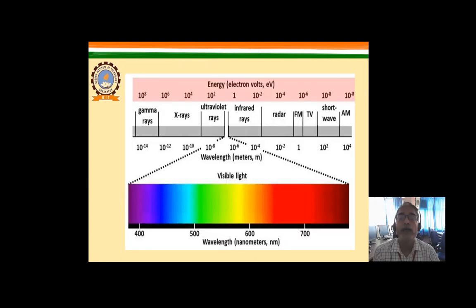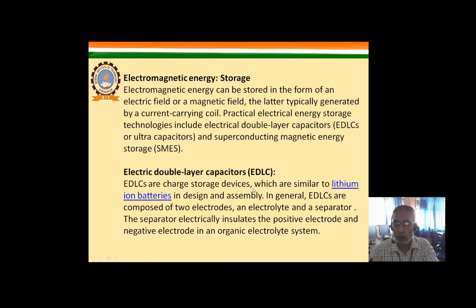In this figure you can see the energy in electron volts, ultraviolet, infrared and the wavelengths, and the VIBGYOR color spectrum. You can see that when the wavelength increases, the frequency and the energy decrease, and when wavelength decreases, frequency and energy increase. All electromagnetic radiation travels with the same speed, that is the speed of light.